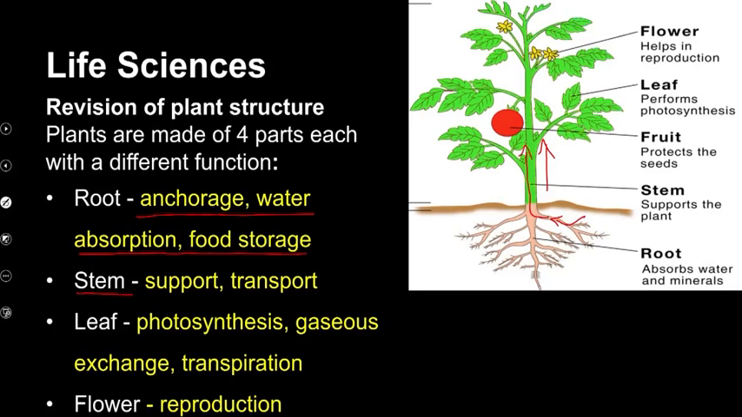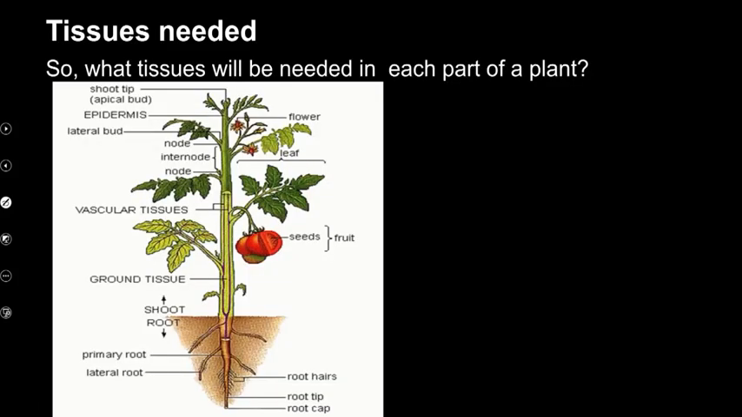So, what types of tissues would we need to find in each of these parts of a plant? A stem: if its function is support, what types of cell is it going to need? Parenchyma or sclerenchyma. If its function is transport, what is it going to need? Xylem and phloem.